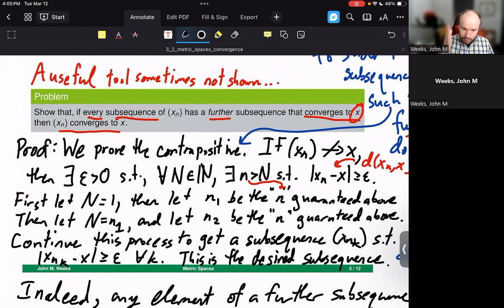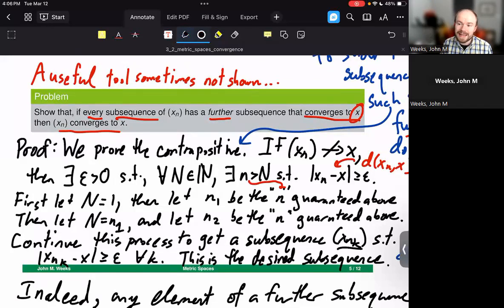Then plugging in n sub 3 in for big N, getting an n sub 4 from that. Notice that these indices for the subsequence we're choosing are constantly getting larger and larger, and that we're always able to find a new one by the fact that we could do this for all capital N in the natural numbers. So if we continue this process, we'll be able to continue it infinitely and get a subsequence x of nk such that everything has this property: x of nk minus x, or the distance between these two values, is greater than or equal to epsilon for all k. I'm going to claim that this is the subsequence I desire.